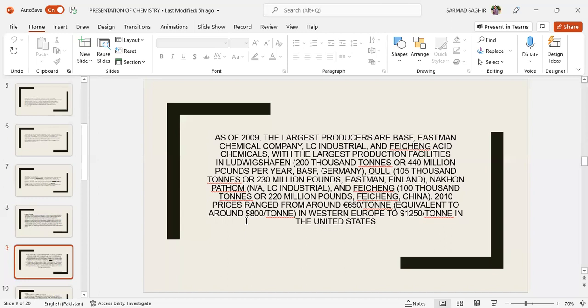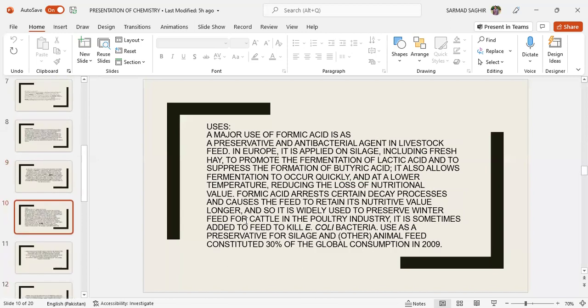2010 prices range from around 650 pounds per ton, equivalent to around $800 per ton, in Western Europe to $1,250 per ton in the United States. Uses of formic acid. The major use of formic acid is as a preservative and antibacterial agent in livestock feed. In Europe, it is applied on silage, including fresh feed.